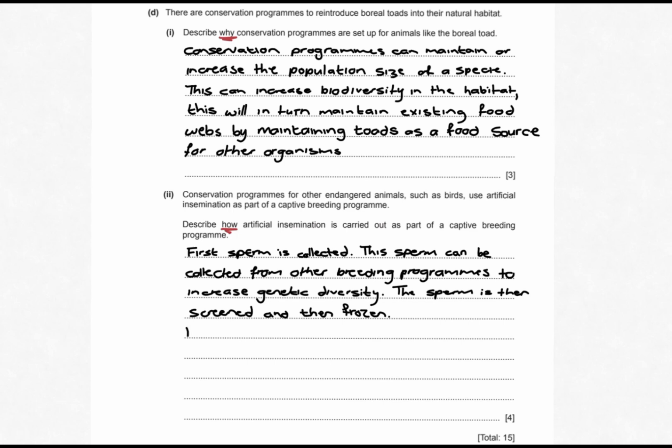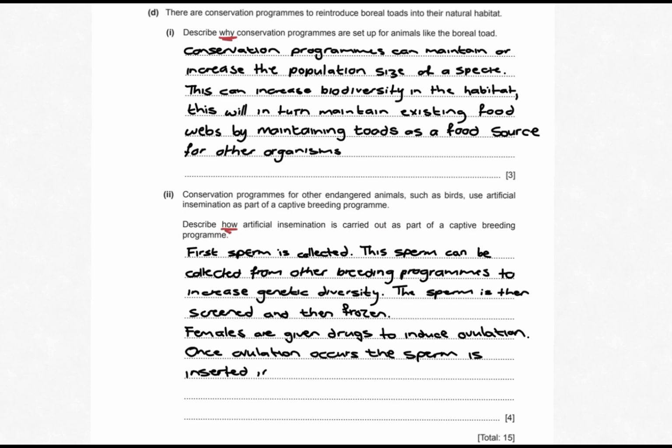The sperm will then be screened and then frozen. The females will then be given drugs to induce ovulation. Now, once ovulation occurs, the sperm is then inserted into the female's vagina.